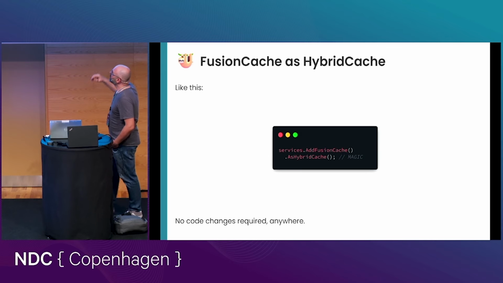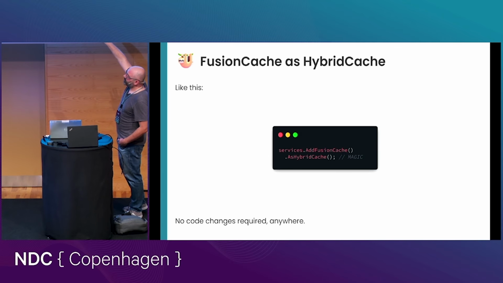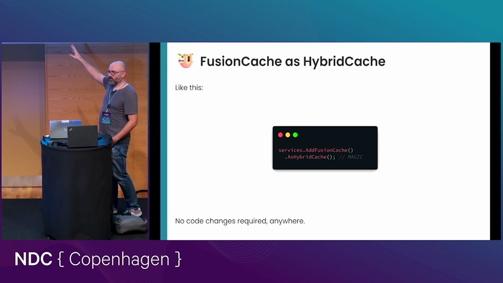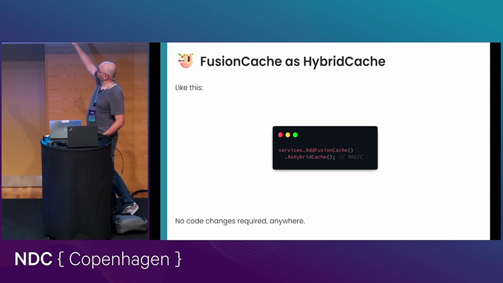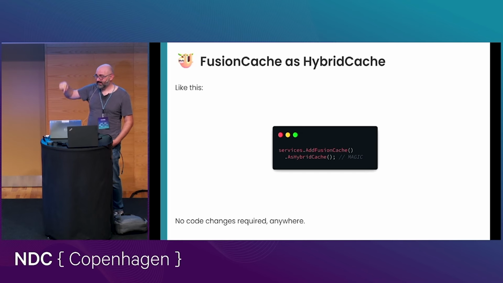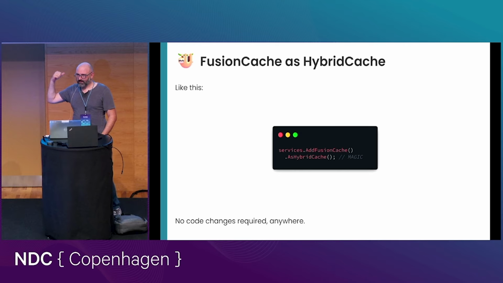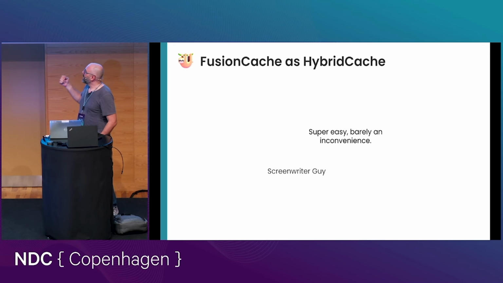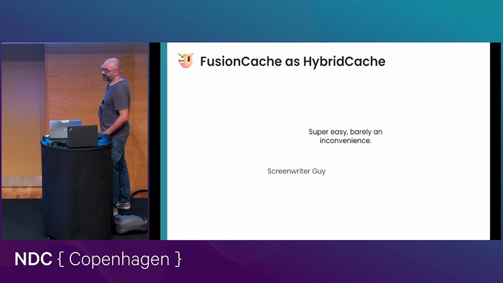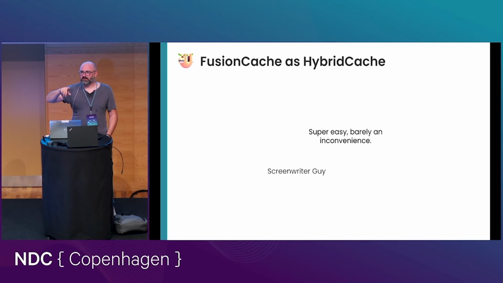And how to do that? One line. We register FusionCache, and we say dot AsHybridCache. That's it. We're done. Now, any piece of code that depends on HybridCache will just work without a single change. And the behavior remains the same, actually better because it's fully deterministic. So, as Screenwriter Guy will say, super easy, barely an inconvenience. Who here knows who Screenwriter Guy is? A man of culture as well.